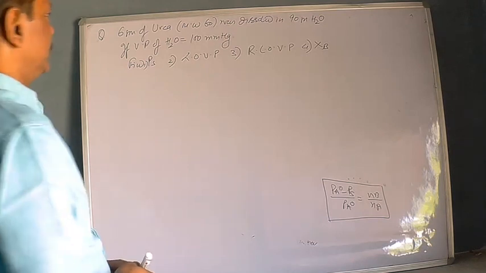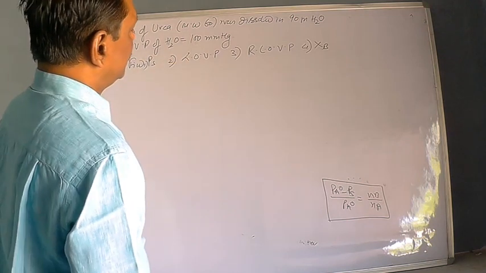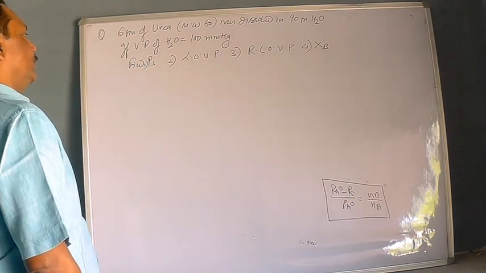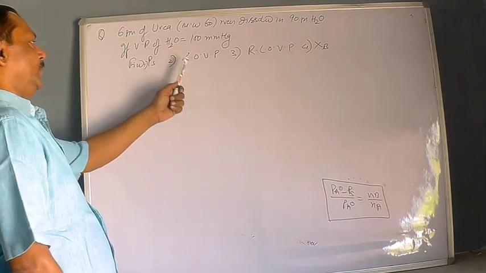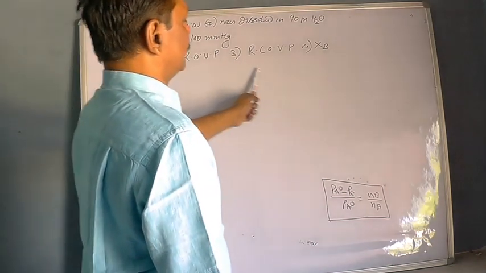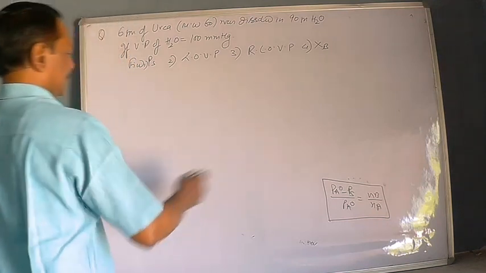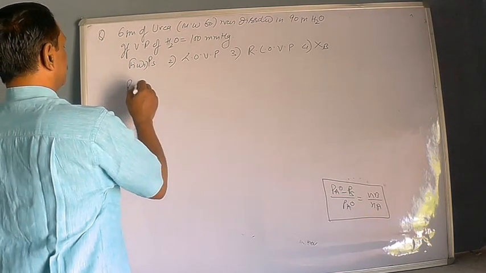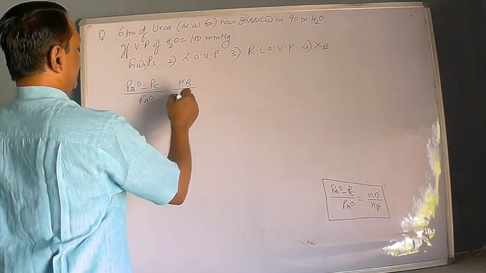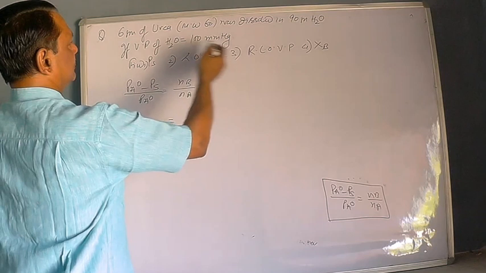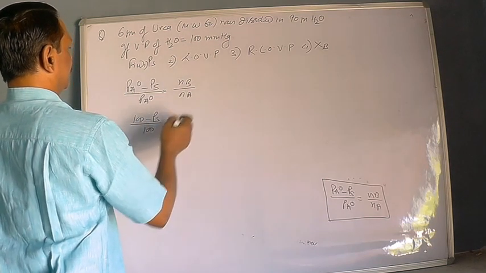I repeat the entire thing again. 6 gram of urea, molecular weight 60, was dissolved in 90 gram H2O. If the vapor pressure of water was 100 mmHg, you are supposed to find the vapor pressure of solution, lowering of vapor pressure, relative lowering of vapor pressure, and mole fraction of solute. So class, let us write down the formula first. PA0 minus PS upon PA0 equals NB upon NA. PA0 is 100 mmHg, PS we don't know, again upon 100.